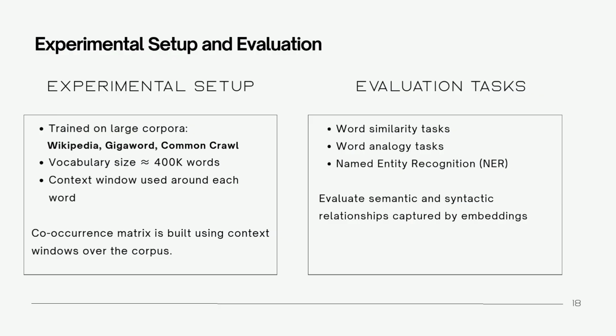Looking at the experimental setup to evaluate the model, GloVe was trained on very large datasets like Wikipedia, Gigaword, and Common Crawl, with a vocabulary size of around 400,000 words, and a context window was used around each word, forming the co-occurrence matrix over the corpus. The evaluation was done using tasks like word similarity, word analogy, and named entity recognition. These tasks helped measure the semantic and the syntactic understanding.